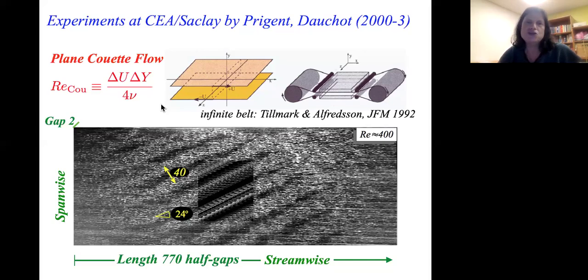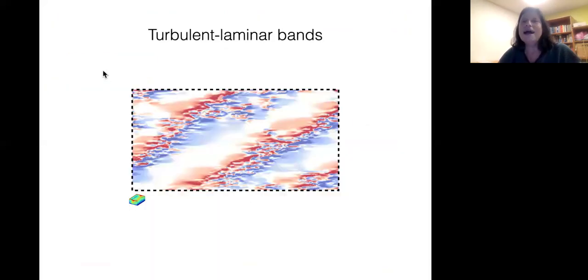Okay, and also, this will come up in a little while. The Reynolds number for plane Couette flow is basically the difference between the top and bottom velocity times the height between the plates, divided by 4 nu, and this will take on some importance later. So these Reynolds numbers are in the vicinity of 300 to 400, quite low, and easily resolvable numerically. Now, I told you I wasn't telling you about that other stuff.